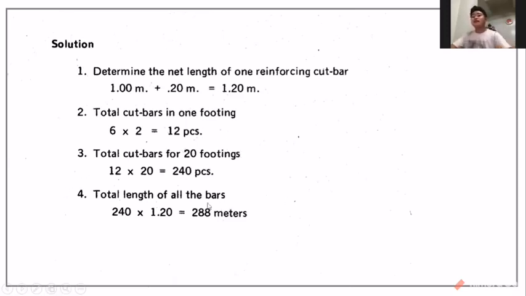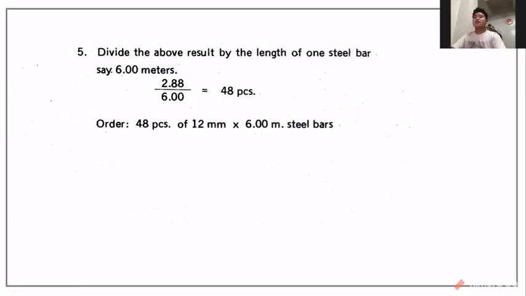So the total length of all the bars, this is actually the total length of all the bars. So this 240 pieces was multiplied by the net length of our reinforcing cut bar. So we have 1.20, so 240 multiplied by 1.20 is 288 meters.